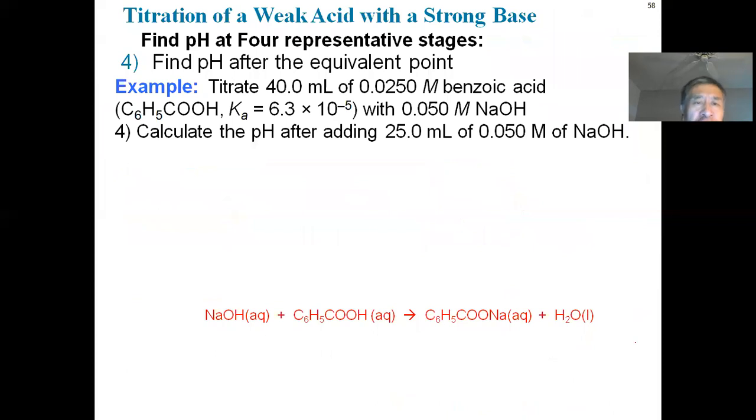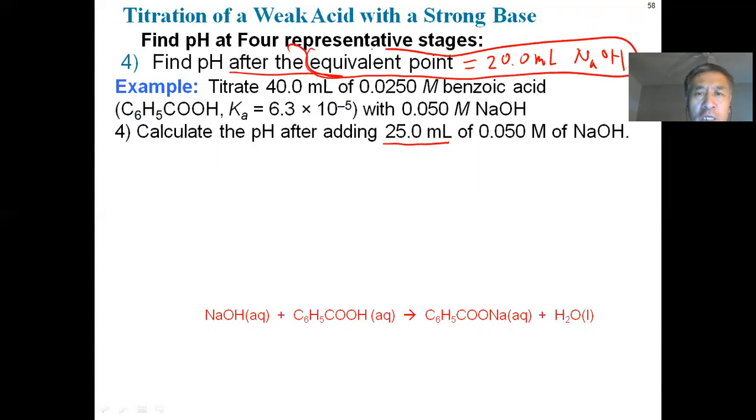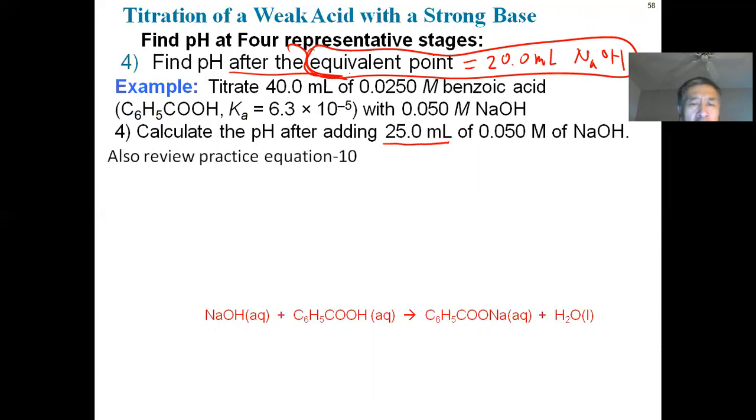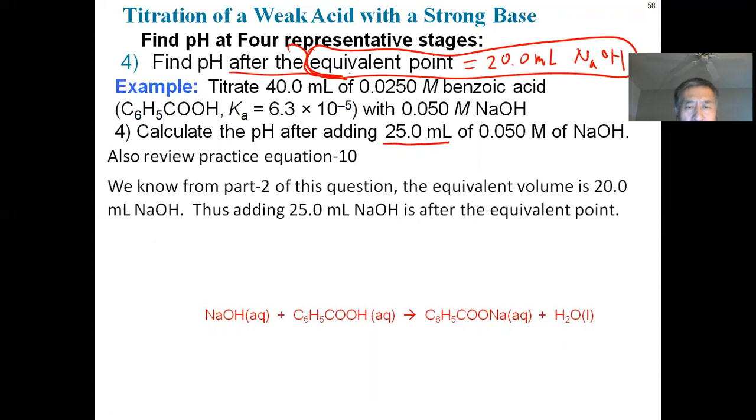Okay, so the fourth stage is finding pH after the equivalence point. We know the equivalence point for this problem is 20.0 milliliters of NaOH. So we add in 25. Therefore it's after the equivalence point. The equivalence point is 20, so if you're adding anything more than 20, it's after. Then our approach is to find our initial moles of acid.